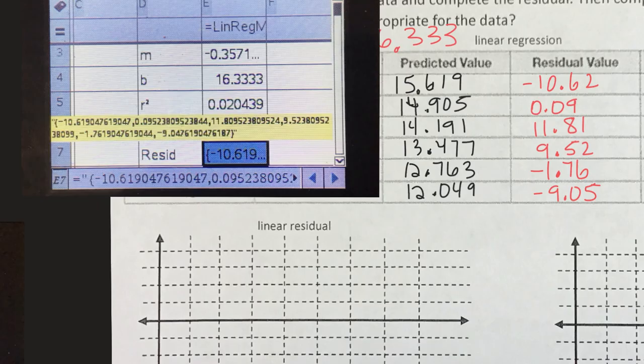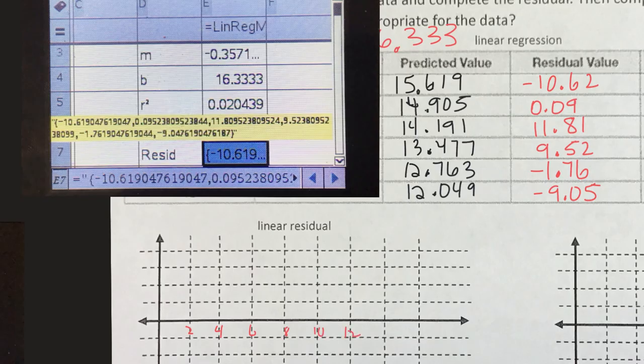So now we're going to plot those on our residual grid. We're going to take a look at what they look like. So remember, these are 2, 4, 6, 8, 10, and 12. Those are going to be your X labels. Looks like we have more lines than we need.